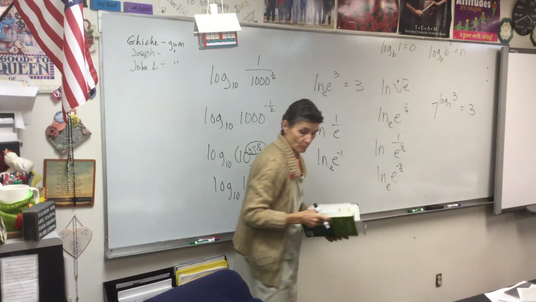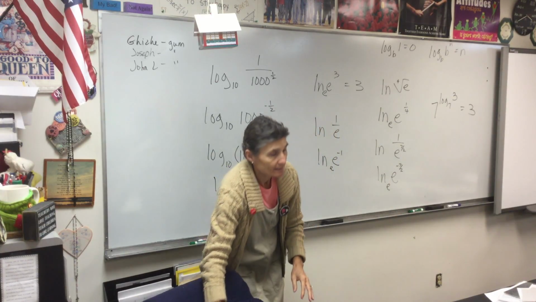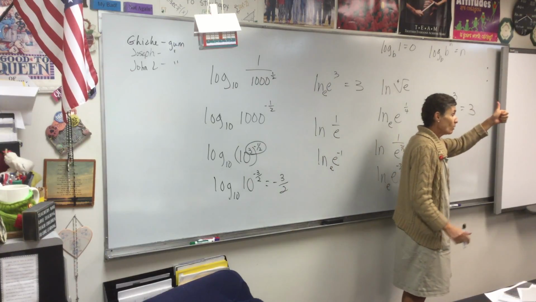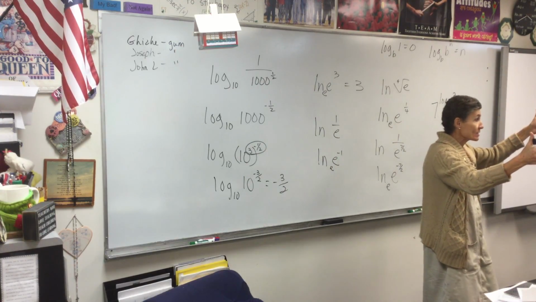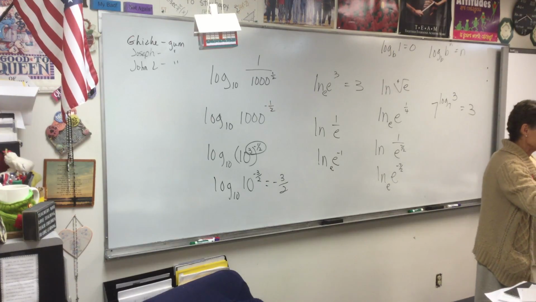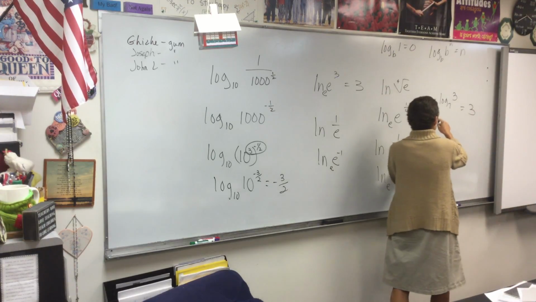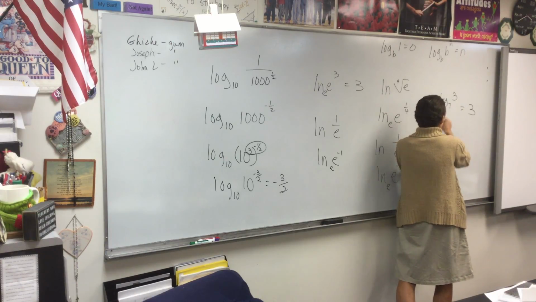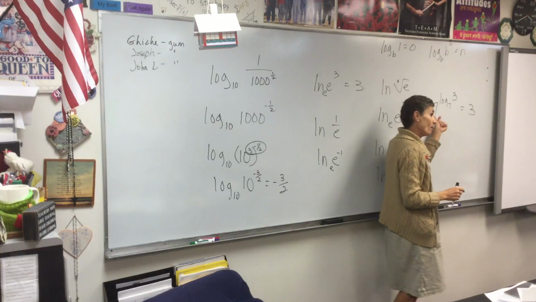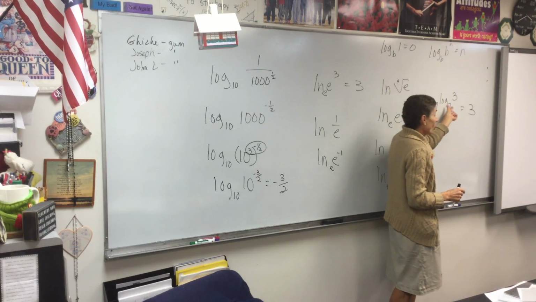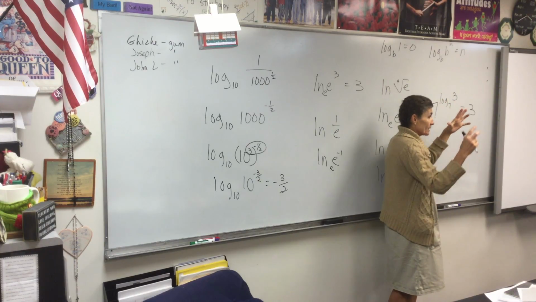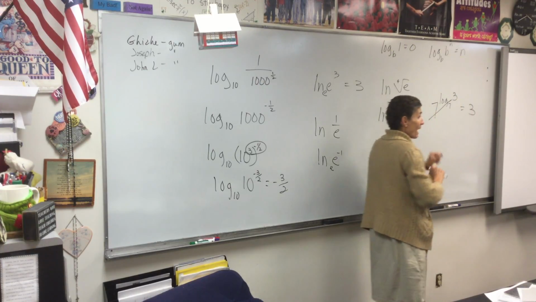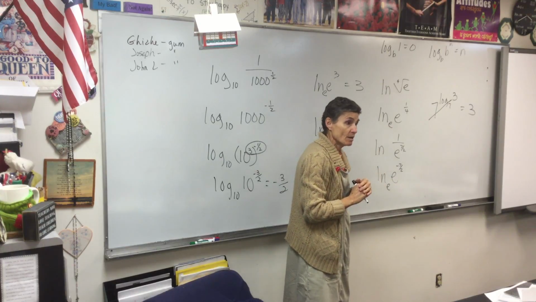The answer is 3. And the reason that the answer is 3 is because exponents and logarithms are inverses of each other. So when you put them both in the same problem with the same base, and that's the key, the base has to be the same. But when you have an exponent expression and a logarithm expression composited with each other like a composite function, that cancels out and the answer is just 3.